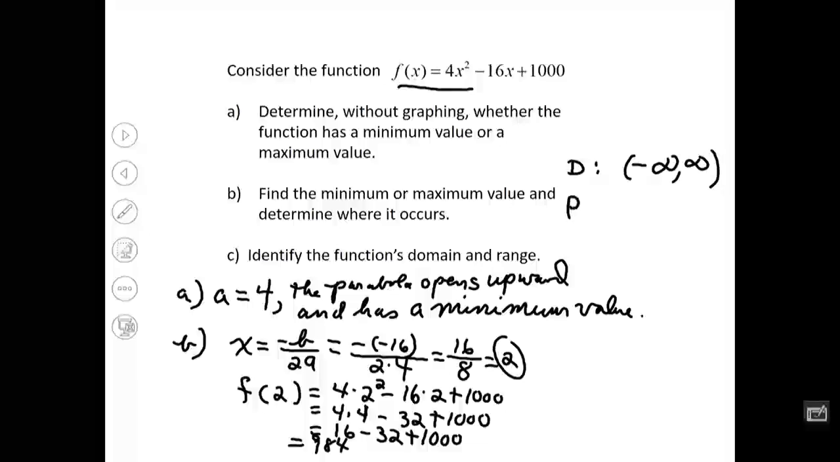Now the range of this function, well, we know that the minimum value is 984. That's the smallest value that the function can have. So the range then would be from 984 to infinity. So that would be the range of the function.